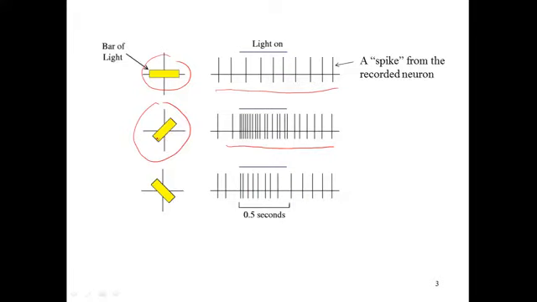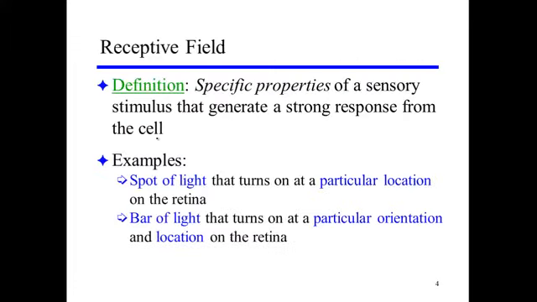So what this leads us to is a notion called a receptive field. So here's the definition. The receptive field is defined by neuroscientists as comprising all the specific properties of a sensory stimulus that generates a very robust or strong response from any cell that you're recording from.